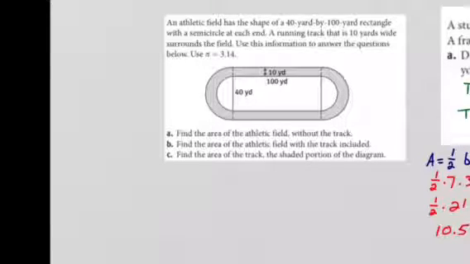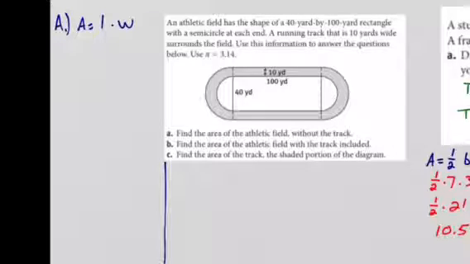So let's start off with question A here. And question A says find the area of the athletic field without the track. So what I'm going to do is I obviously have two different shapes. I have a rectangle here in the middle, and I have semicircles at the end, so I'm going to need two different formulas. First formula I'm going to need is area equals length times width.